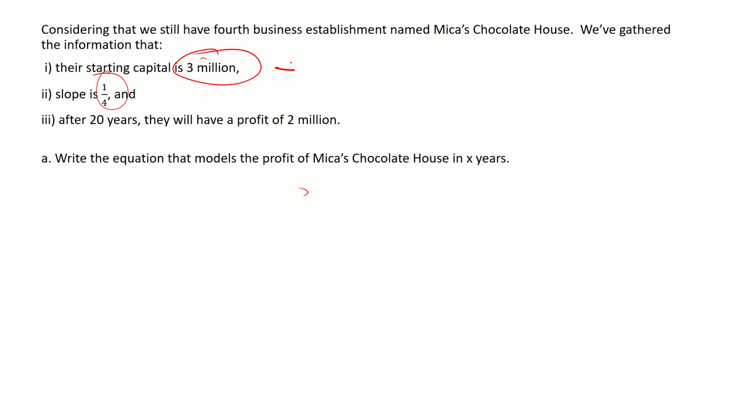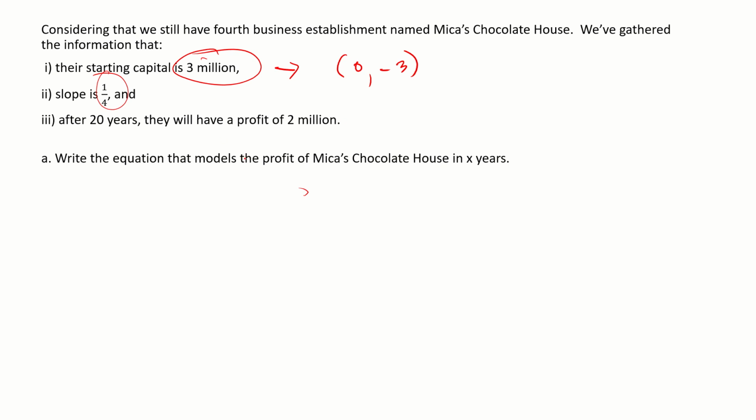So based on the starting capital of 3 million, that will give us an ordered pair of 0, -3. Because if you're still starting, your profit would probably be lower than zero. And since you pull out 3 million from your pocket, you still have to earn 3 million before you earn a profit. So that's why it's -3.